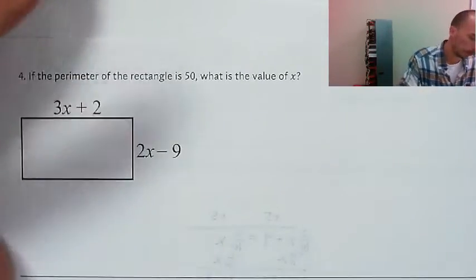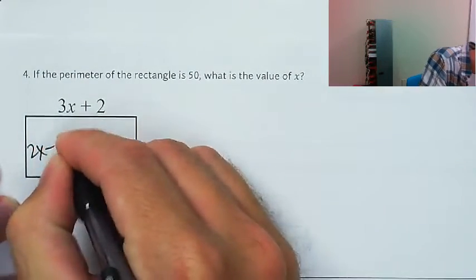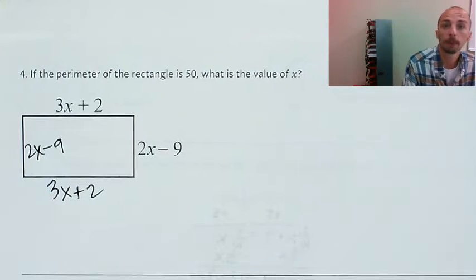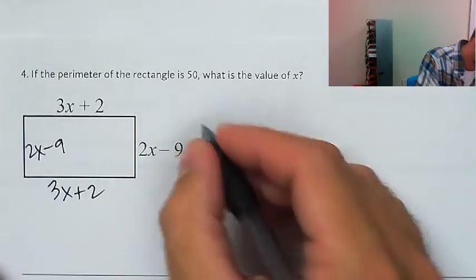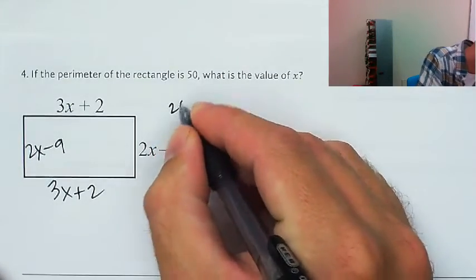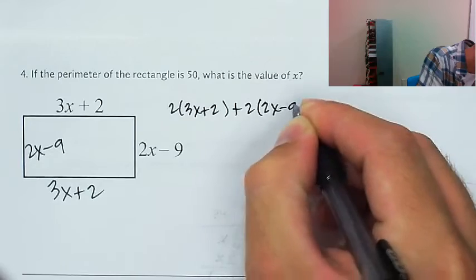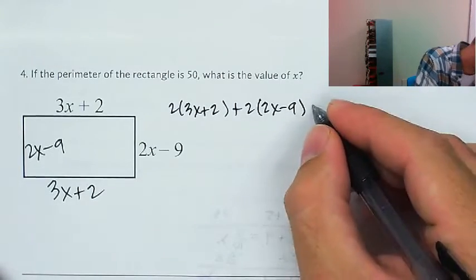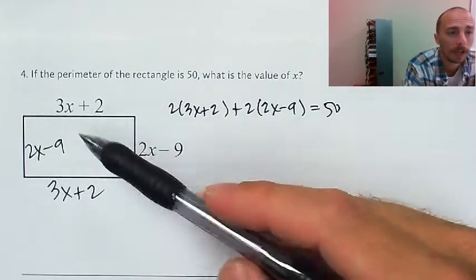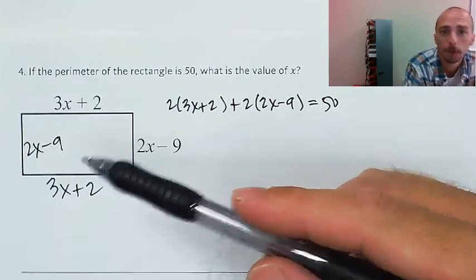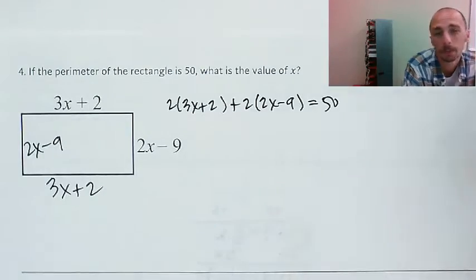Okay, on the back side, we've got this perimeter problem. And hopefully this was an easy one for you. Kind of like playing on your experience in geometry class and what you know about perimeters and rectangles. So I've got 2 of these 3x plus 2 sides plus 2 of these 2x minus 9 sides, all adding together to equal 50. But if you don't see it like this, if you want to add all 4 of these things together, because that's how you get a perimeter, you add up all the sides, be my guest. You can do 3x plus 2 plus 3x plus 2 plus 2x minus 9 plus 2x minus 9, and you'll end up with the same thing.